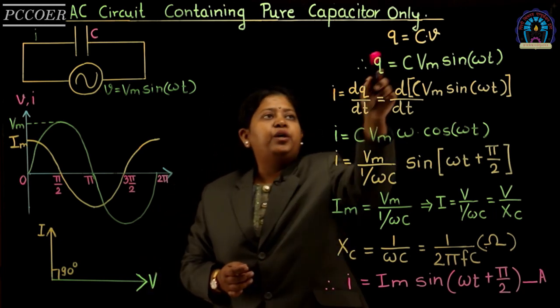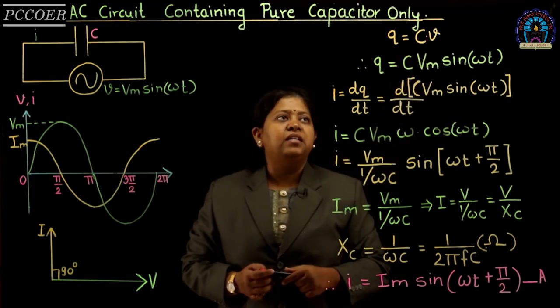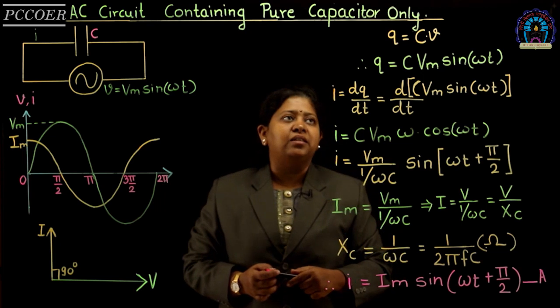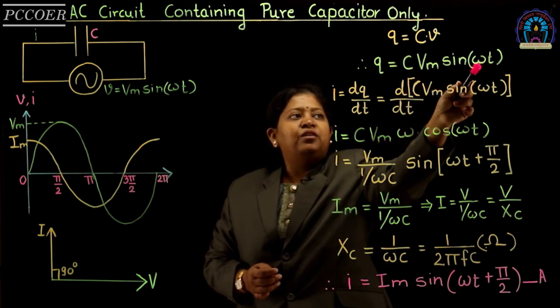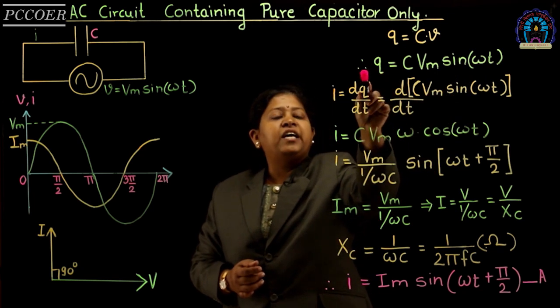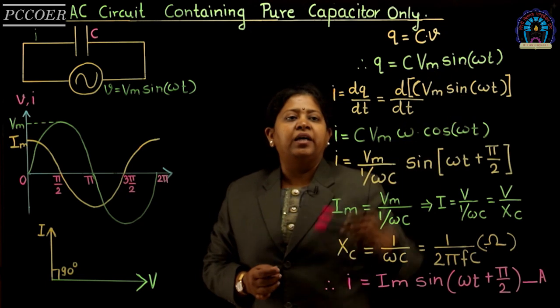This charge Q is equal to C into V, where C is the capacitance of the capacitor. Now V is equal to Vm sin omega t. So substituting this, we get the expression of Q as Q is equal to C Vm sin omega t.